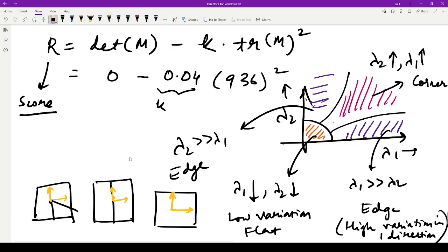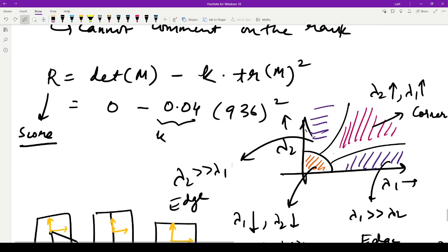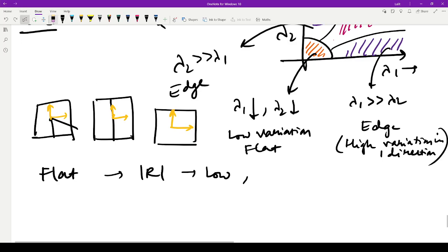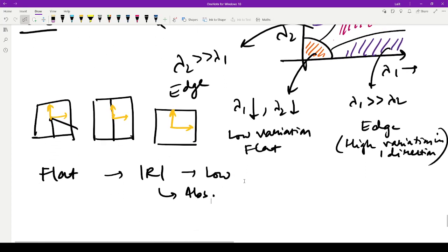So given this diagram, how can you represent it mathematically? For a flat region, the determinant of R is close to 0 or very low. Okay, I will not say determinant of R, it's the absolute value of R. R is a scalar here, so it's an absolute value. So the absolute value of R is low for a flat region.